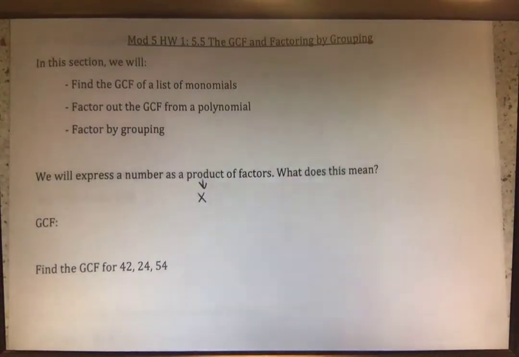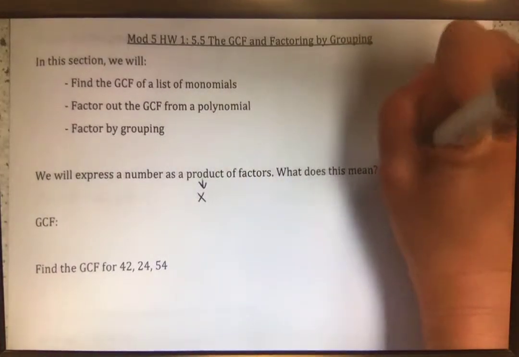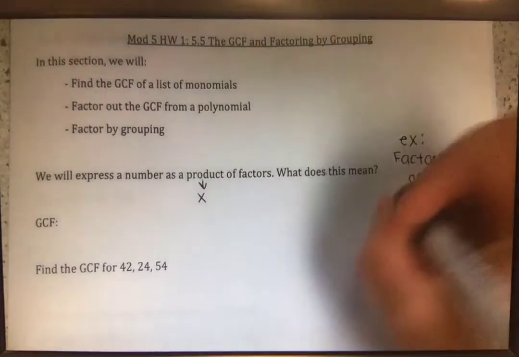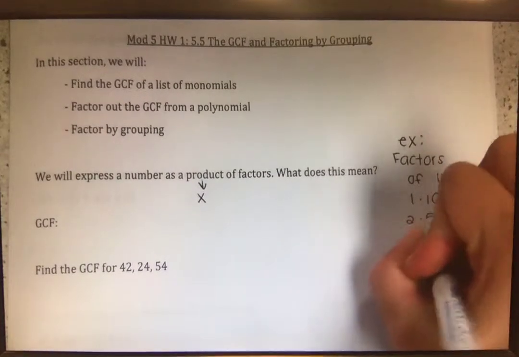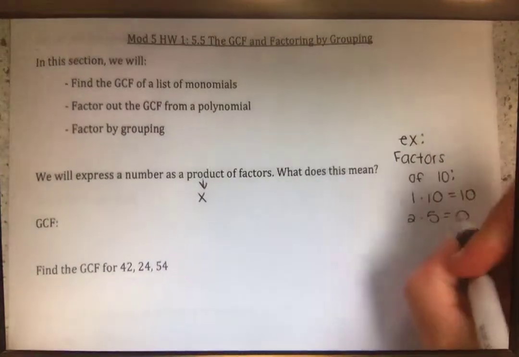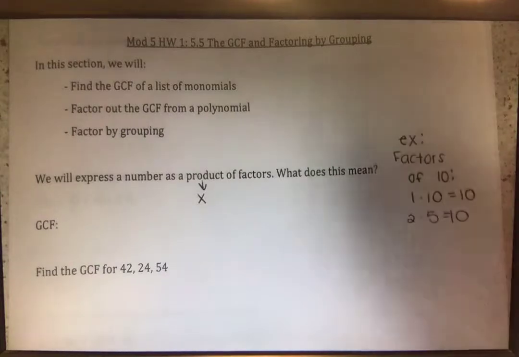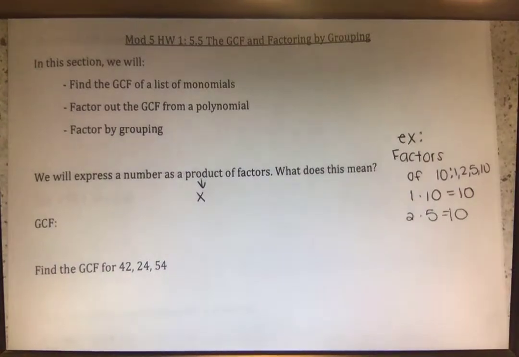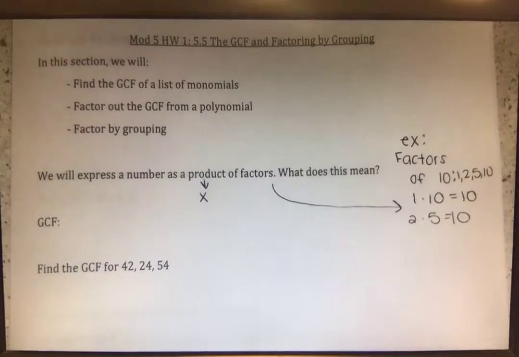So, for example, factors are numbers that you can multiply together to get itself. So, for example, factors of, let's say, 10. So we have 1 times 10 is 10. 2 times 5 is 10. So those are examples of factors. So 1, 2, 5, and 10 are factors. So we can express it as a product of factors just like we did right here.